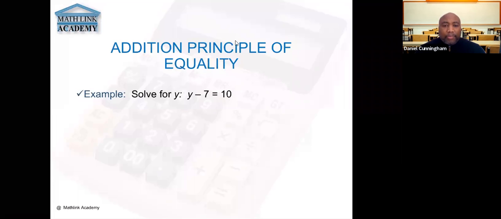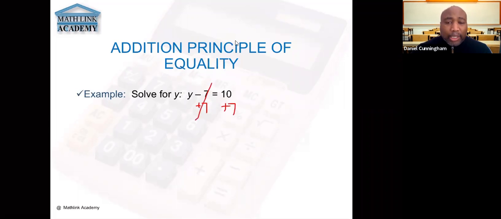Let's look at this. We want to solve for y, get y by itself. If you want to pause this and see if you understand the concept, go right ahead and see if we get the same answer. Since it's y minus 7 equals 10, we'll have to do the opposite sign. Since it's subtraction, the opposite of subtraction is addition. So I'm going to add 7 on both sides.